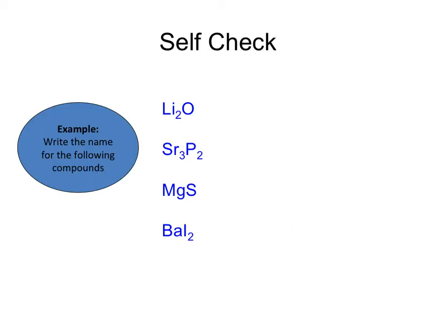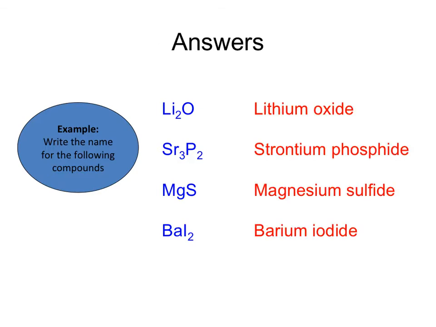So this is your self-check. Go ahead and write the name for the following compounds, and then turn to the next slide to see the answers. So in this section, all of the examples are binary ionic compounds. So I'm going to go ahead and just draw a line through each one of them, cutting them in half. And because each first element is a metal, and each second element is a nonmetal, I'm going to follow the rules we just worked with.